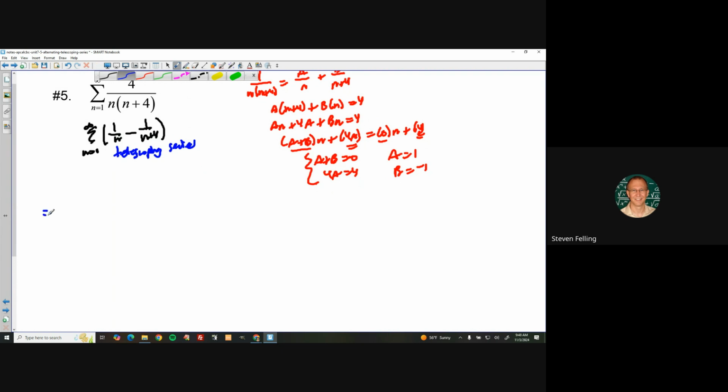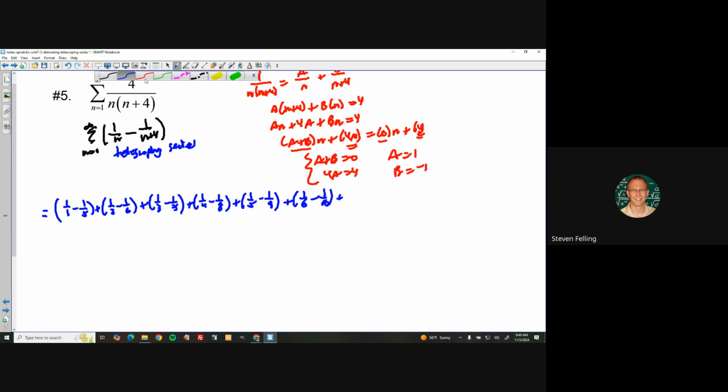So this is equal to 1 over 1, I like to put it in parentheses, 1 over 1 minus 1 over 5, plus 1 over 2 minus 1 over 6, plus 1 over 3 minus 1 over 7, plus 1 over 4 minus 1 over 8, plus 1 over 5 minus 1 over 9, plus 1 over 6 minus 1 over 10, and we'll write more if we need.